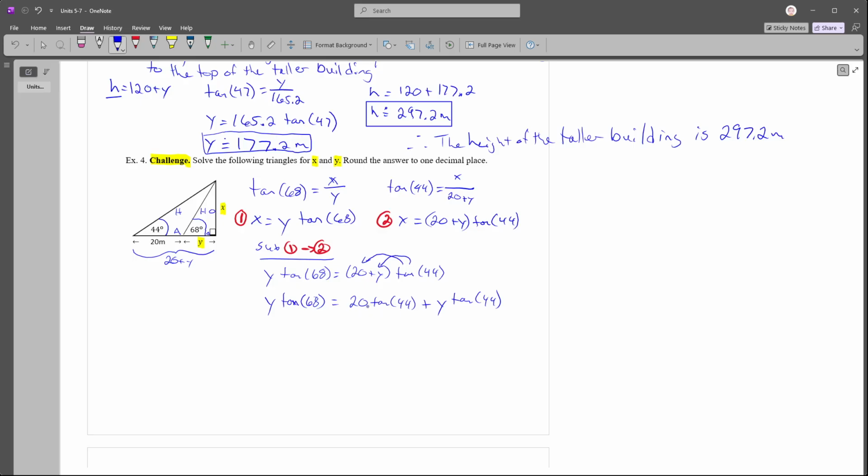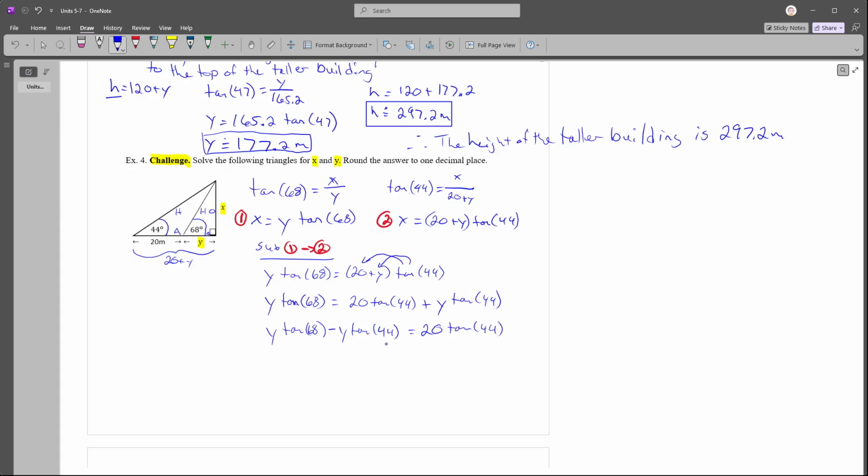If you think about this, this is really just a number. Tan 44 calculates to a specific value, and we're just multiplying that by 20. That's just a number. Whereas over here with the y components, we actually have a variable. So let's bring our variables together. We're going to collect our like terms. Okay, so that means we have y tan of 68, minus, because it's being added here, y tan of 44. And on the right-hand side, we still have 20 tan of 44.